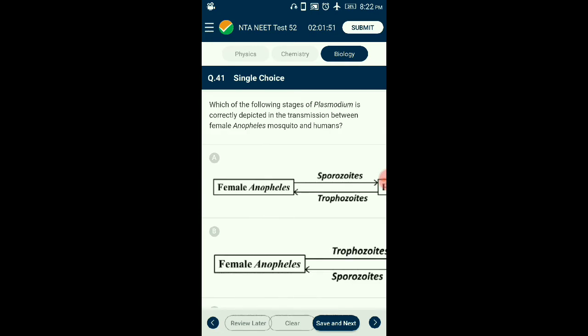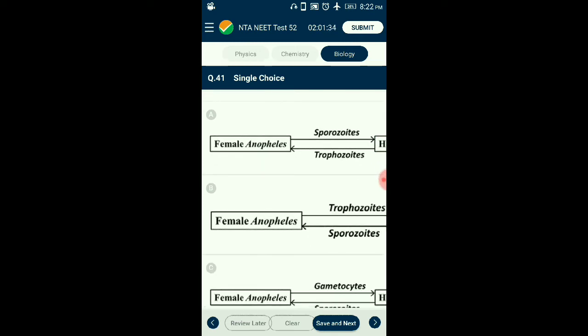Question number 41. Which of the following stages of Plasmodium is correctly depicted in the transmission between the female Anopheles mosquito and humans? When the female Anopheles mosquito bites a human for a blood meal, it injects the sporozoites of Plasmodium into the skin wound. Thus, the sporozoite stage is the infective stage of Plasmodium in humans. These sporozoites reach the bloodstream and migrate to the liver. They infect liver cells, generally called hepatocytes, where they divide asexually to form many merozoites.